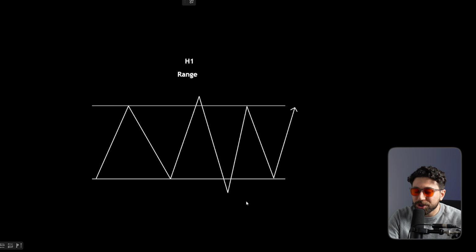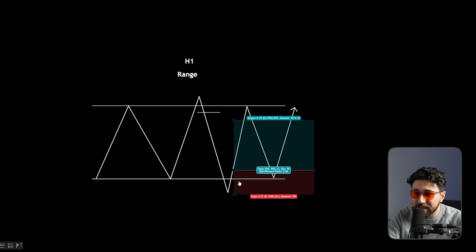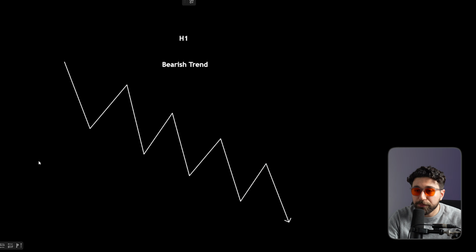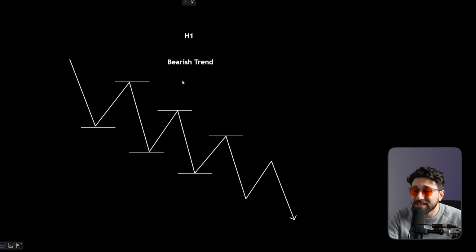And if your 1 hour chart looks like this, then you know that you are in a range. And what we'll do is, in a range, you will spot the manipulation candle and enter a short. And the exact same for the longs. And if your 1 hour chart looks like this, where price is making lower lows and lower highs, then you know exactly in which direction to go when you spot the MC right here.